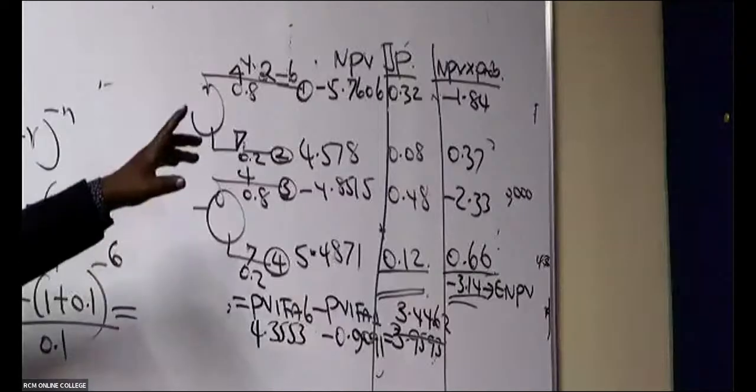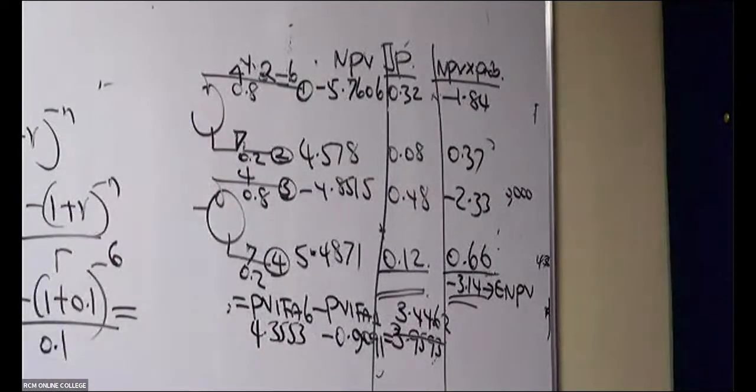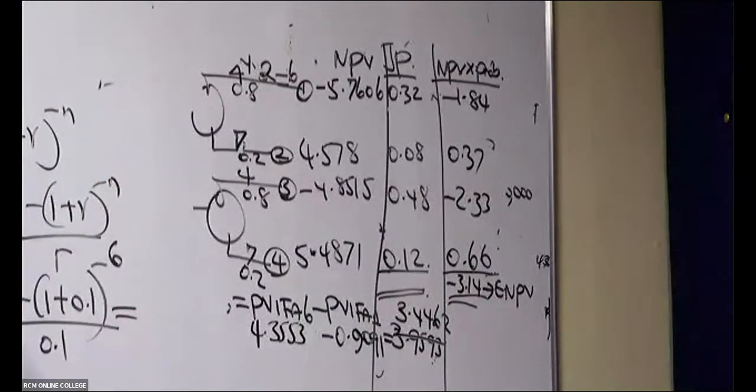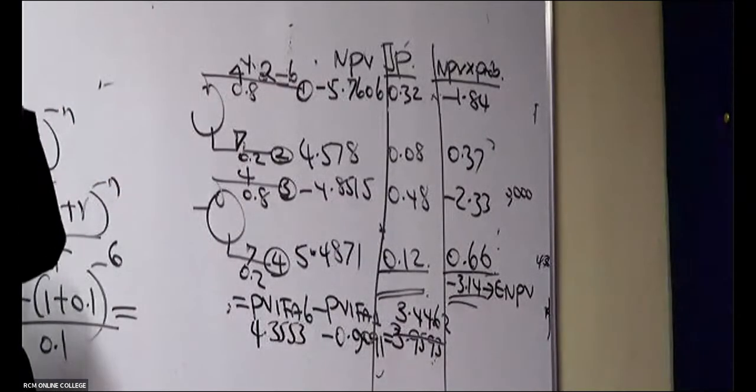The last column is NPV times probability. Must see the last column is NPV times probability, the expected NPV column.